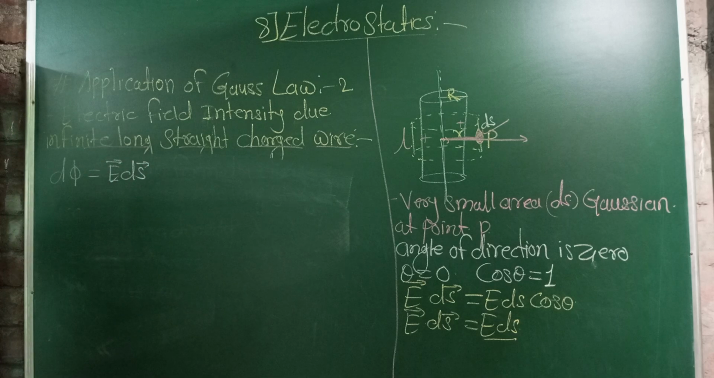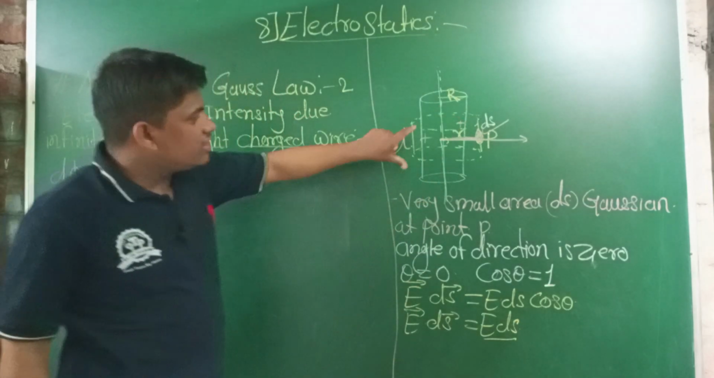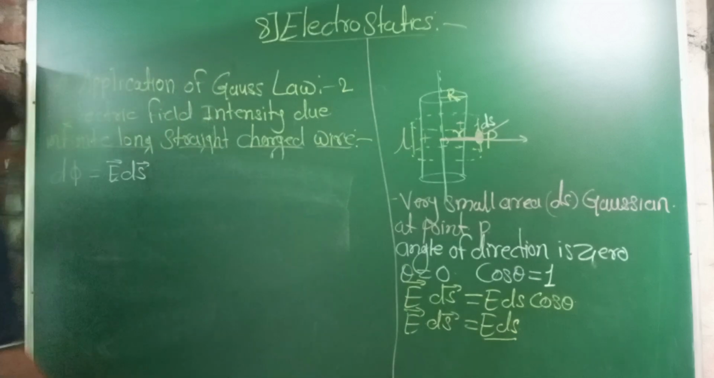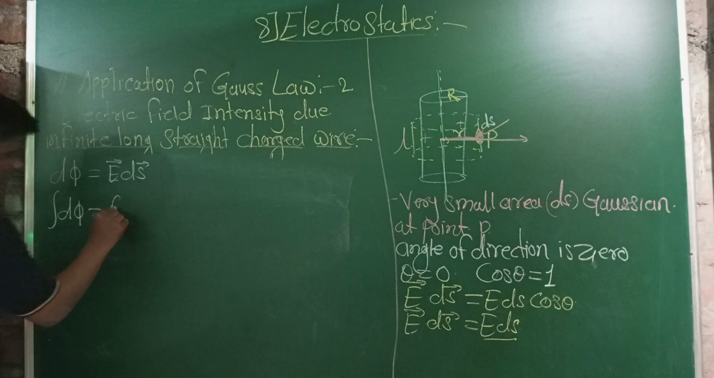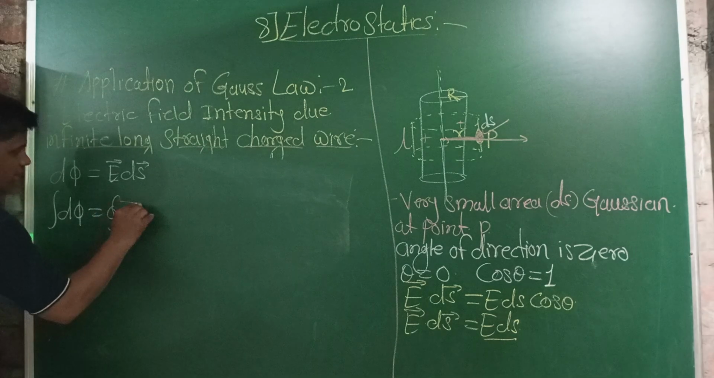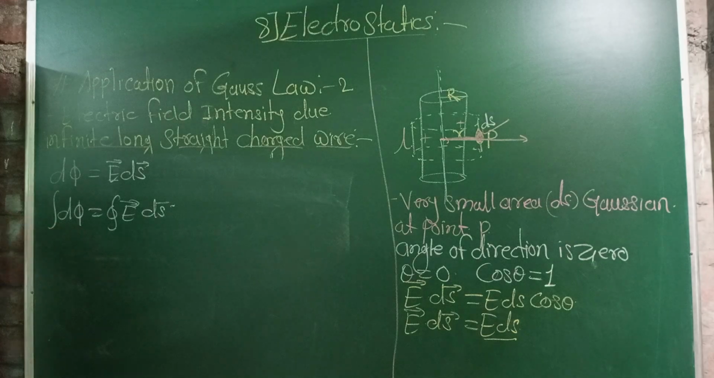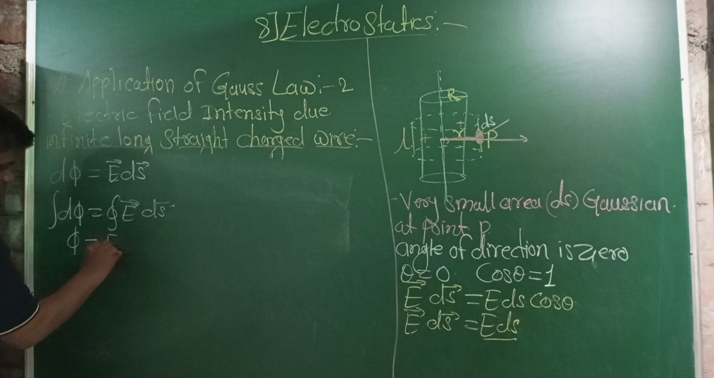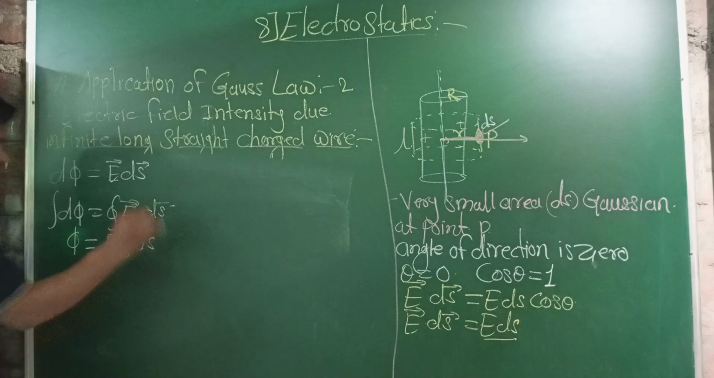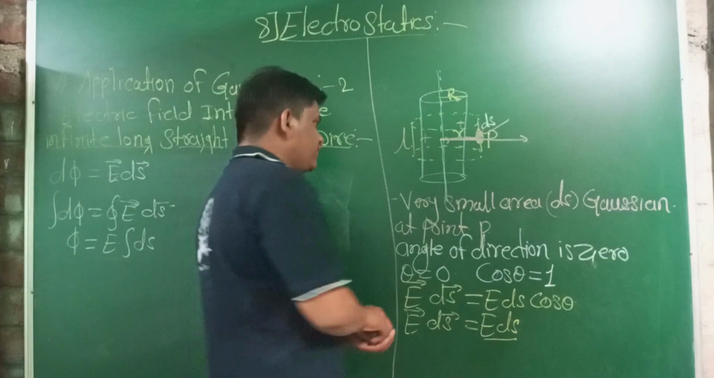Whenever we want to find the total electric flux over the charged surface, we take the integration of this. The integration of d phi is equal to the integration over the closed surface of E dot ds. The integration of the smallest electric flux gives the larger electric flux, so phi is equal to E into the integration of ds. It is a linear distribution.